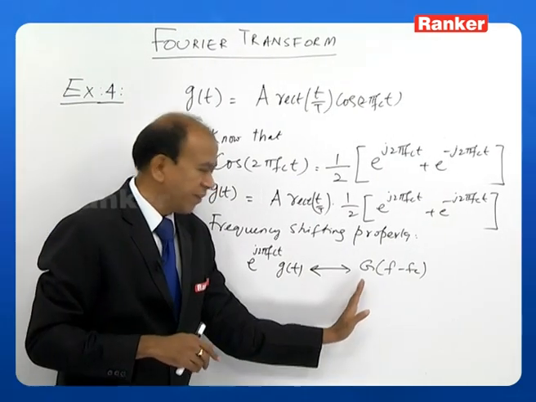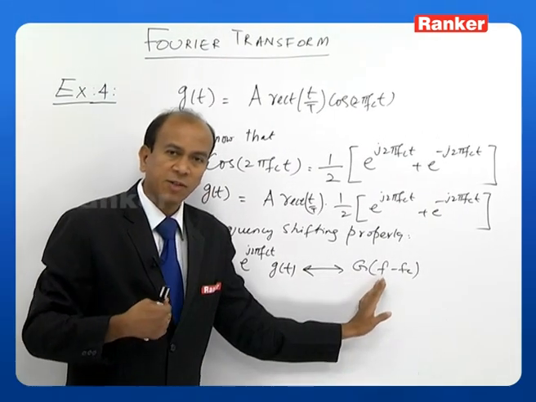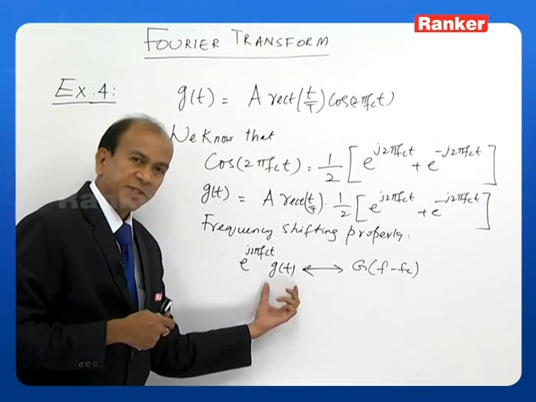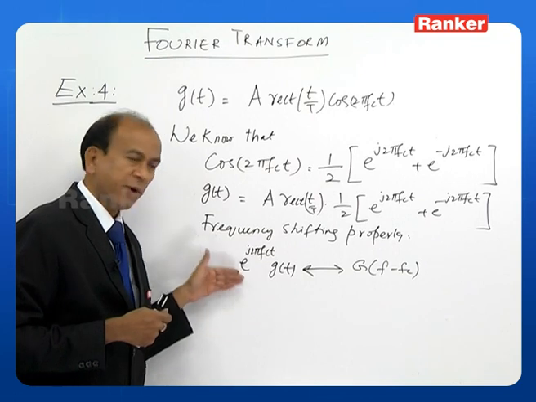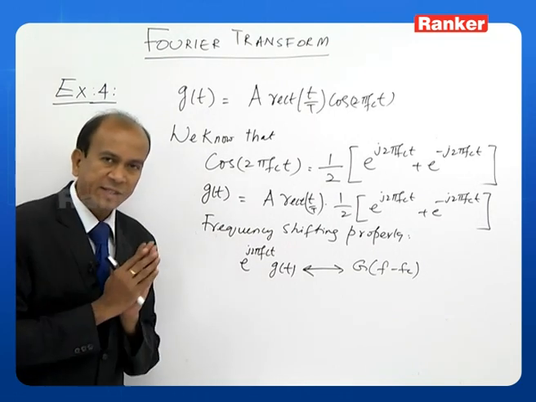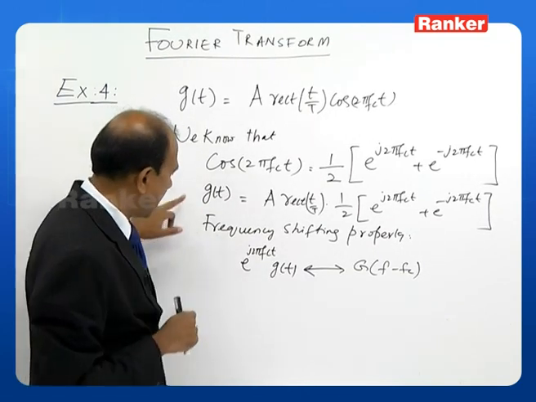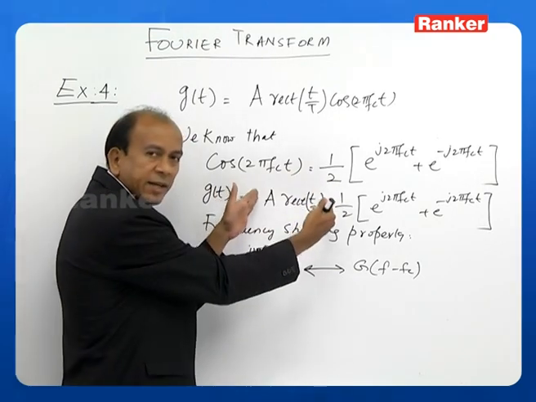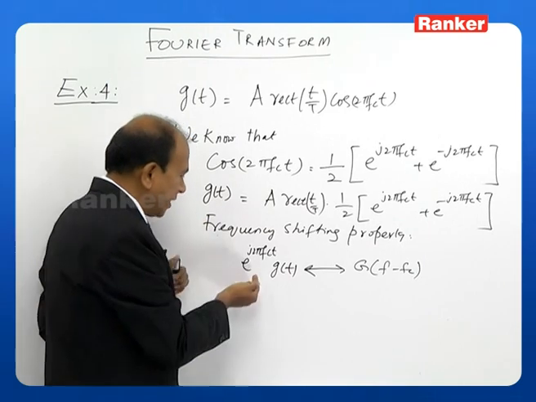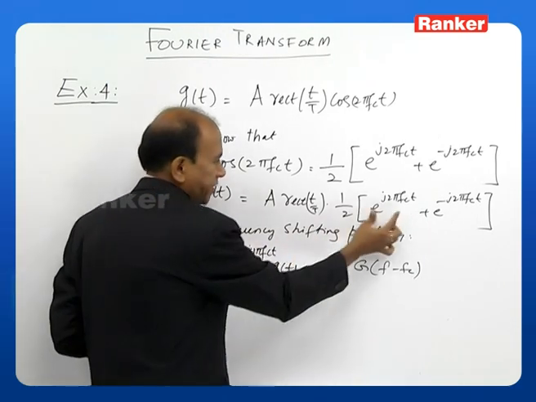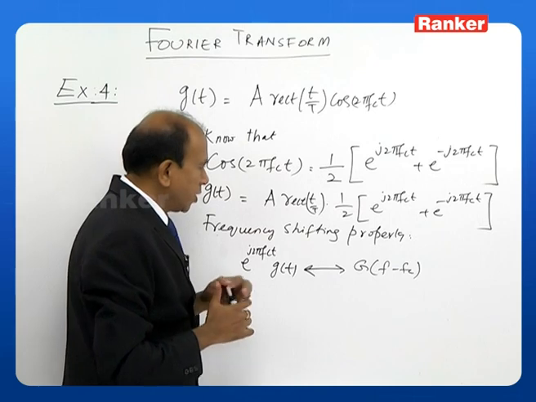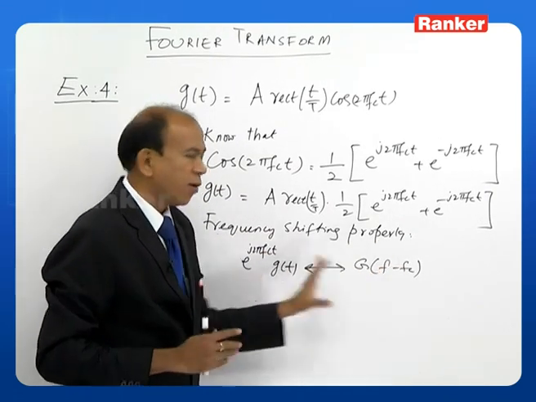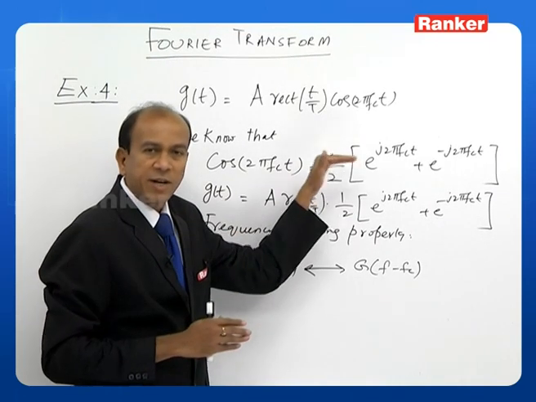That means, when the frequency is shifted from f equal to 0 to f equal to f c, then the equivalent time domain representation will be multiplied by a factor e to the power of j 2 pi f c t. Now, this is a perfect case. If you look at our example, g of t, let us say, is a rectangle t by T, and then it is getting multiplied by e to the power of j 2 pi f c t here, is it not? So, we can use this frequency shifting property and find out what is the Fourier transform of this.